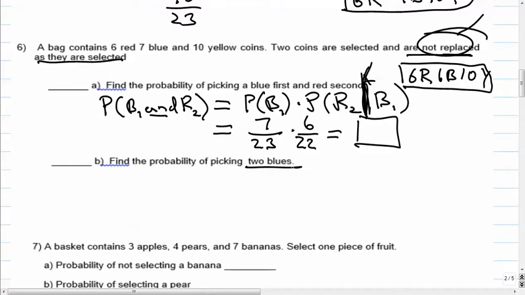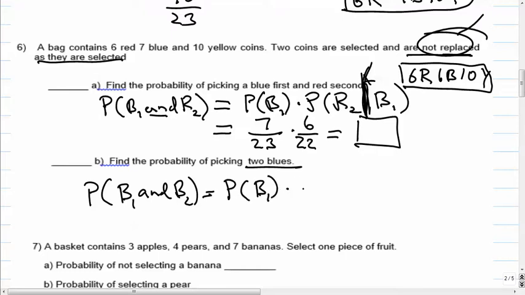Next one. I want 2 blues. So if I'm going to get 2 blues, I need to pick a blue first, and I need to pick a blue second. Well, the formula says that's the probability of blue first times the probability of a blue second, knowing I got a blue first. Blue first is 7 out of 23.